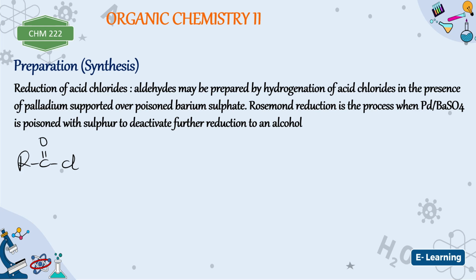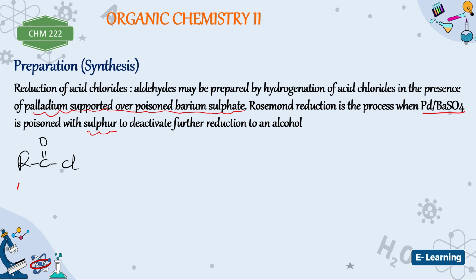In the presence of palladium supported over poisoned barium sulfate. Now the reason why you are actually poisoning the barium sulfate is so that it will not convert the aldehyde form to carboxylic acid. Like we said, that aldehyde form has the tendency of being converted to carboxylic acid. Are you getting it? This Rosenmund reduction is the process when palladium and barium sulfate is poisoned with sulfur to deactivate further reduction to alcohol. Okay, this one is actually reduction, not oxidation now. It's more like a reduction reaction, not oxidation.